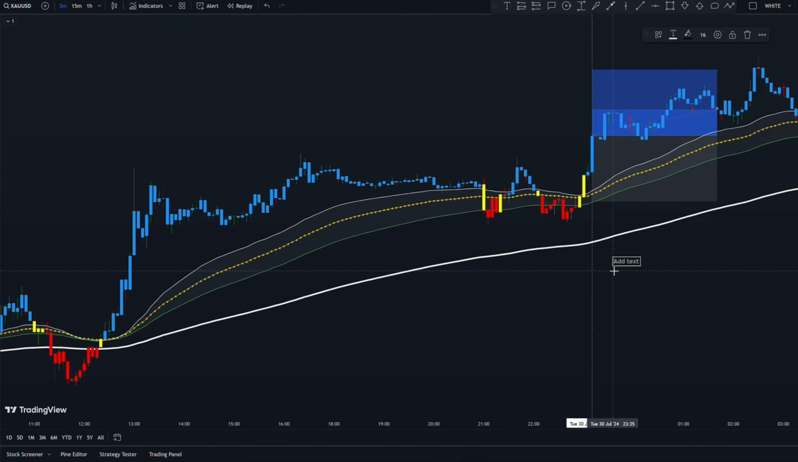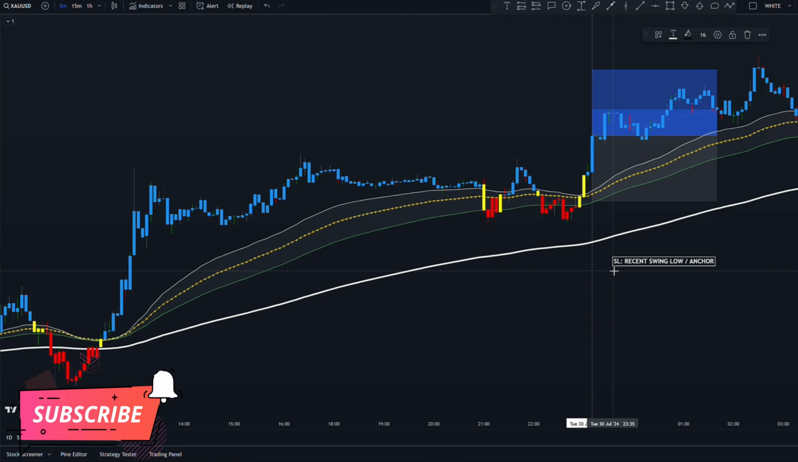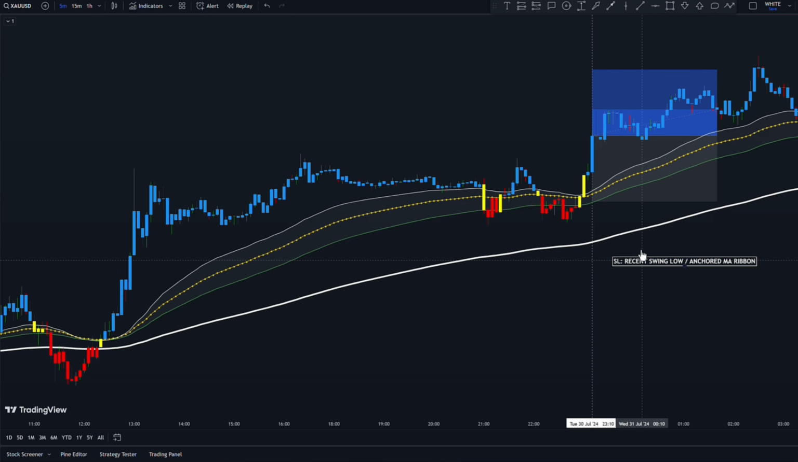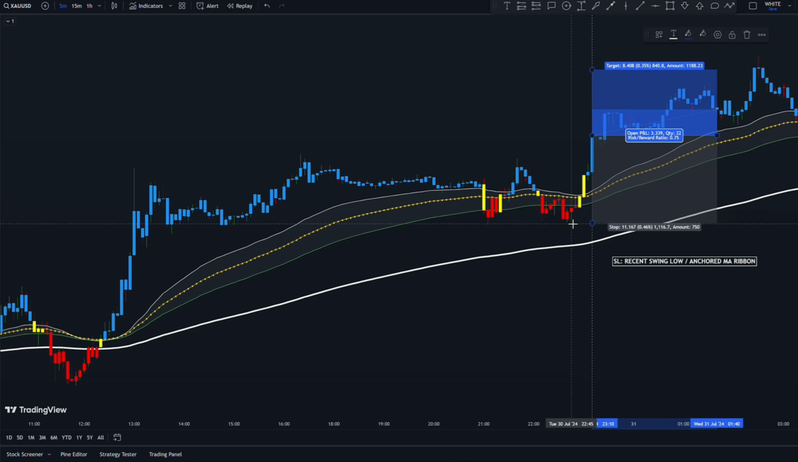After entering the trade, we need to set a stop loss to manage our risk. This stop loss is a predetermined price level at which we will exit the trade to prevent further losses. In this case, we set the stop loss slightly below the anchored MA ribbon or slightly below the recent swing low. The swing low is the lowest point that the price reached during the pullback.